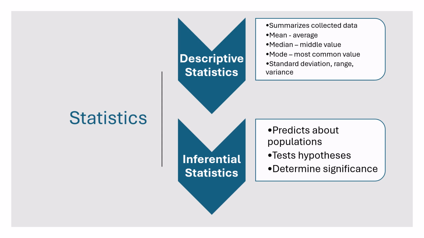On the right are inferential statistics, which let you make predictions about populations based on your sample. These are used to test hypotheses and determine if your results are significant. The exam tends to focus more on applying these concepts rather than just defining them. So make sure you understand not just what they are, but when and how they're used.